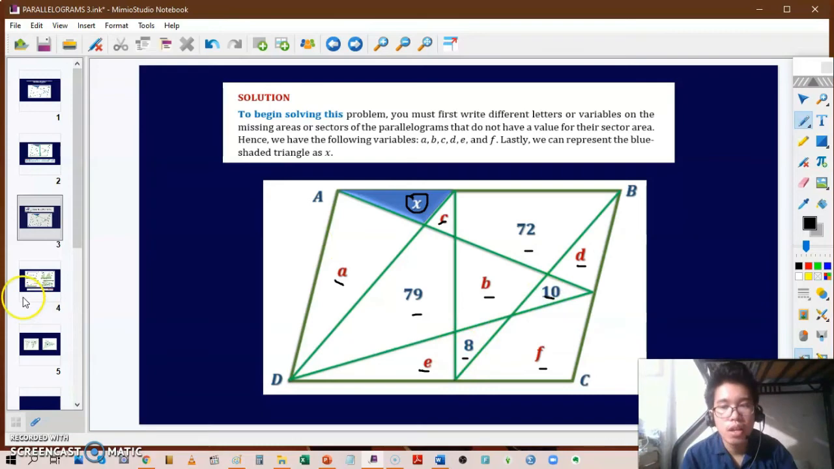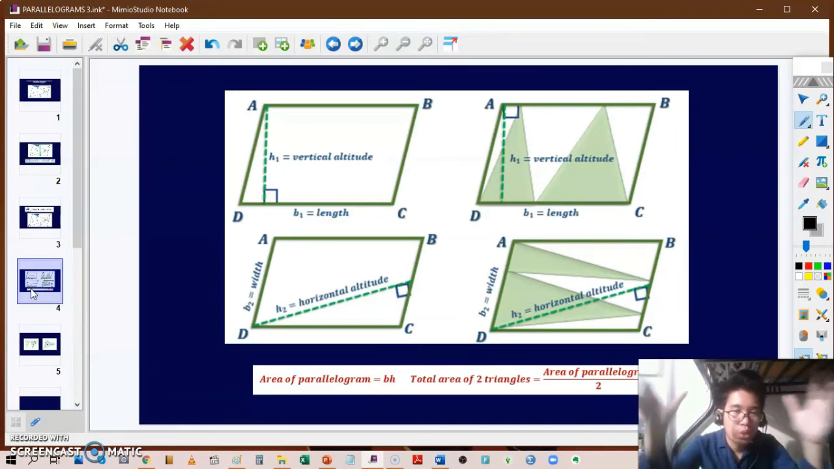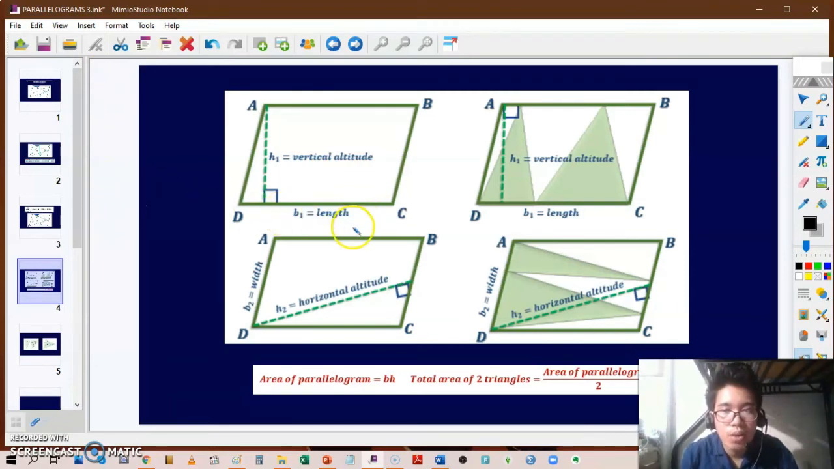To solve this problem, we need to use our imagination. When you flip a parallelogram, or rotate it 180 degrees, its base length and its altitude are still going to be the same. The orientation just changes, from a vertical altitude, and when you flip it 180 degrees, the altitude is still going to be the same.